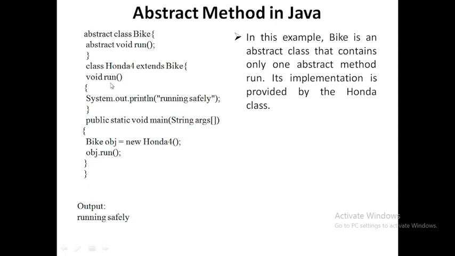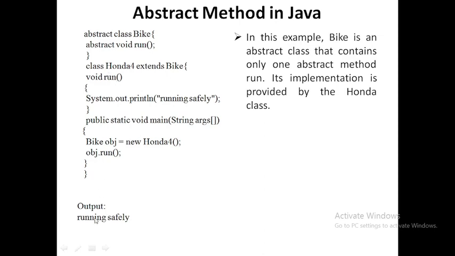Void run, we can run by using the void run function. System.out.println prints running safely. Then we write public static void main(String[] args). So this is an example of an abstract method in Java. In this example, Bike is an abstract class that contains only one abstract method, that is run. Its implementation is provided by the Honda class, that is the child class.